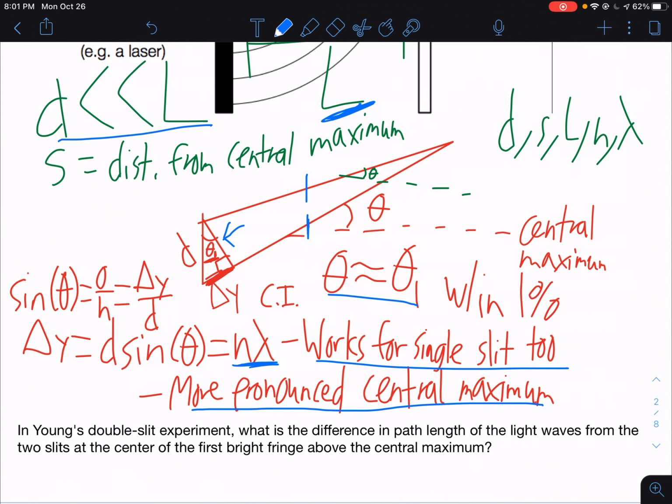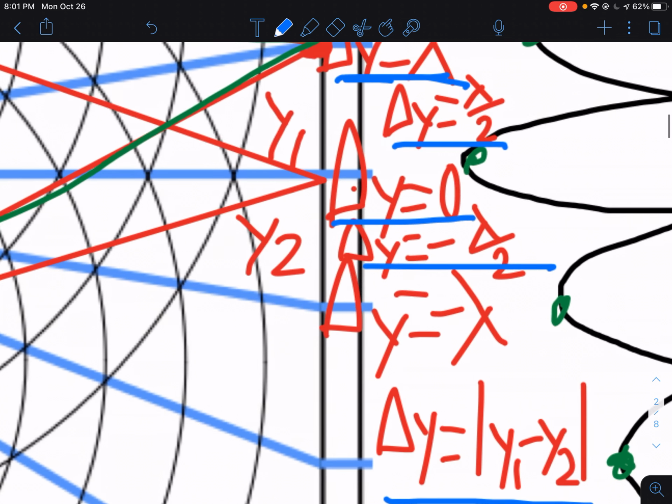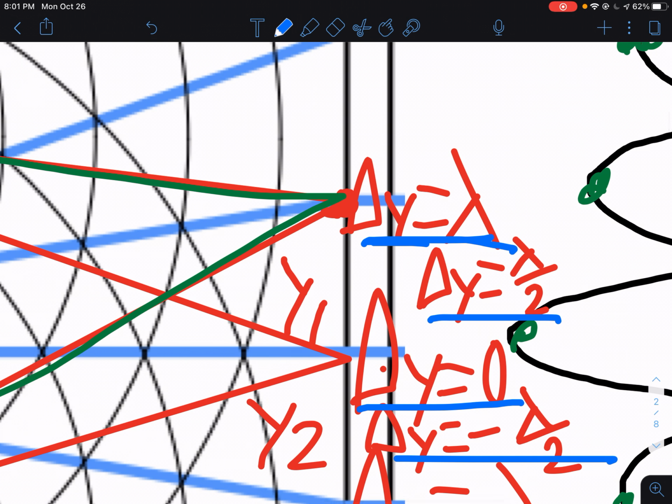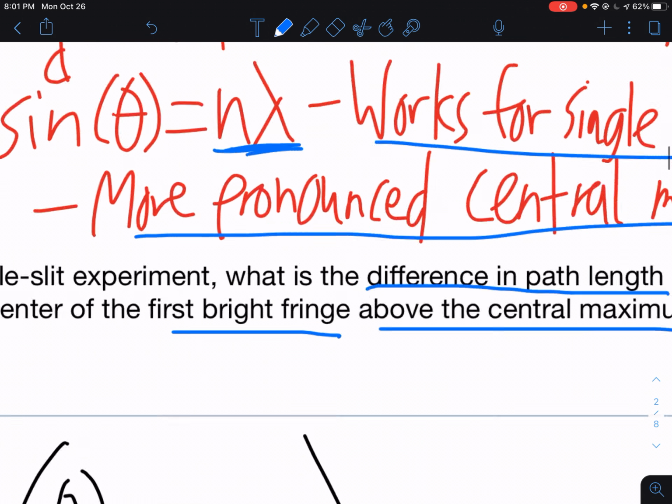At the bottom here, we have a quick example problem. Just take a moment to read over this, pause the video, take a few seconds. Now I'm going to cover the solution. It's asking for the difference in path length from the two slits at the center of the first bright fringe above the central maximum. The central maximum is delta y equals 0. The first bright fringe, or area of CI, is actually this right here. And so our answer is just delta y equals lambda.